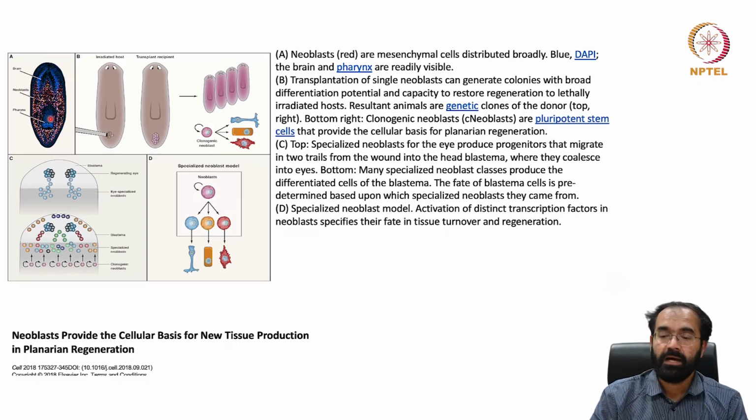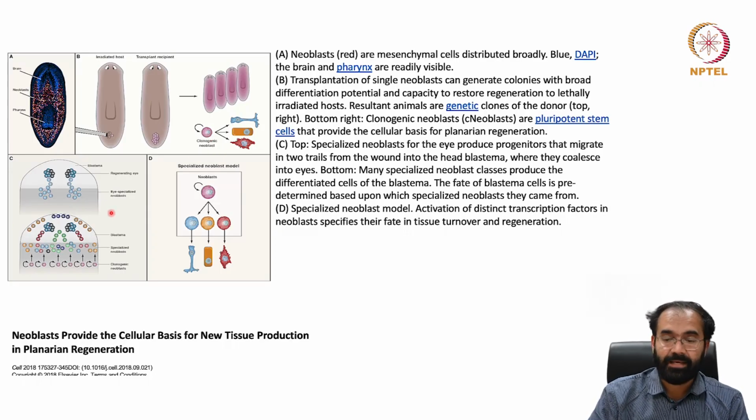minimal in neoblasts. And panel B, the transplantation of a single neoblast, can regenerate colonies, which we have seen, with broad differentiation potential and capacity to restore regeneration to a lethally irradiated host. This we saw in the previous class, that the animal can be restored only if you transplant one. And these resultant animals are naturally genetic clones of the donor. This also we have seen. And they are capable of giving rise to all cell types.